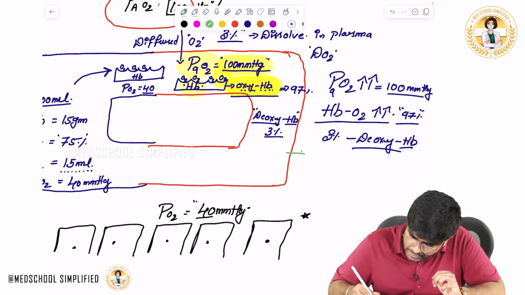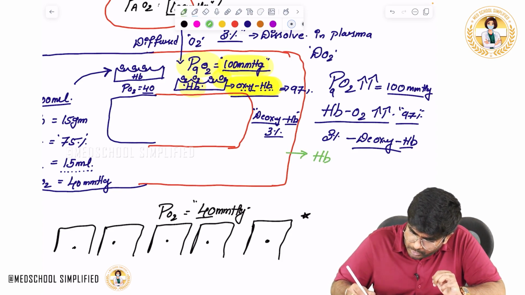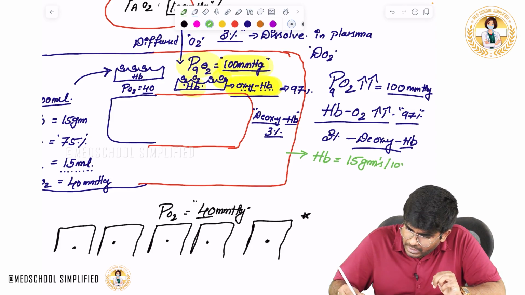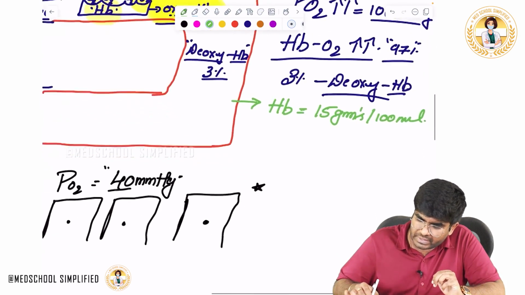Here I am writing, sir, in the arterial blood, how much hemoglobin is there? Hemoglobin is 15 grams. 15 grams of hemoglobin is there. This much hemoglobin is there in 100 ml, 15 grams in 100 ml of arterial blood, in 1 deciliter.